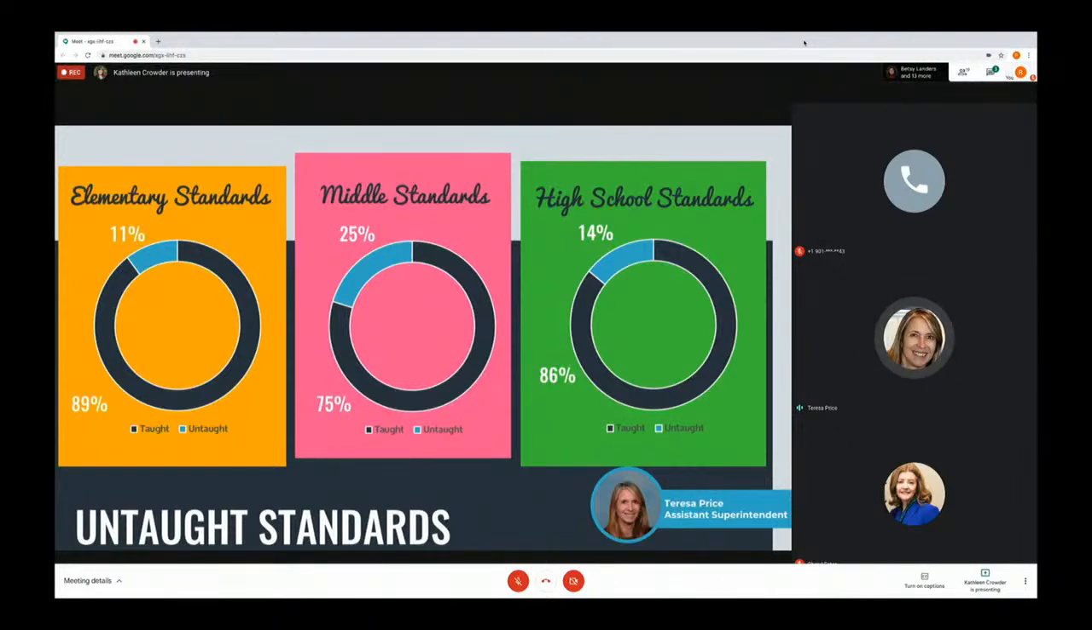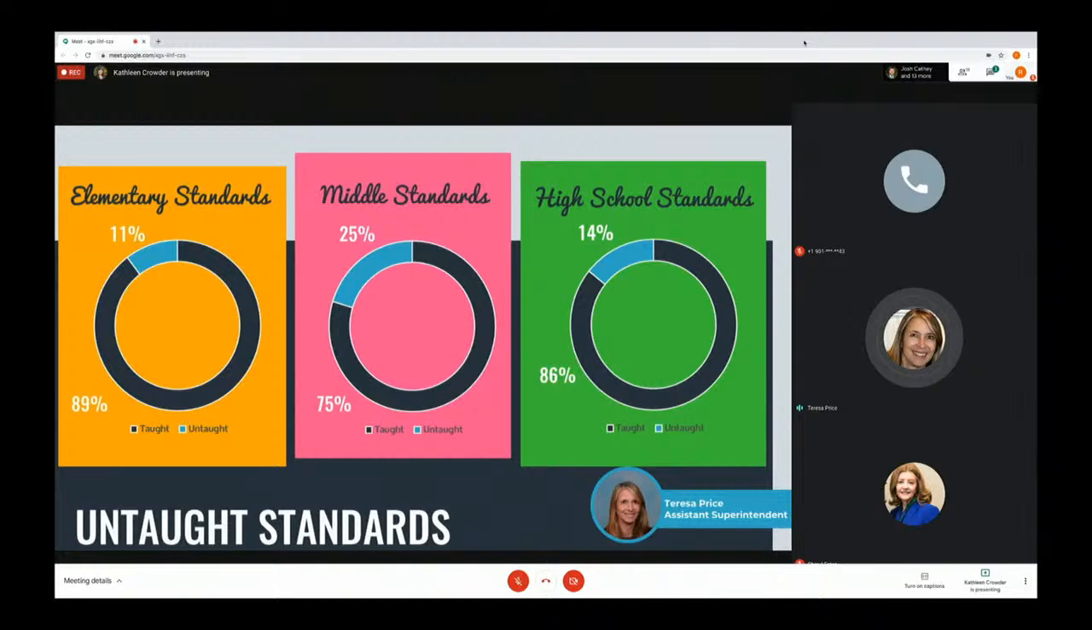With math, kindergarten was only missing two standards. The first grade did not get to geometry, which is not an essential standard for second grade. And some of the other ones were measurement and data. And again, geometry, like in the fifth grade. So when we look at the major work of the grade, we have covered the majority of it.